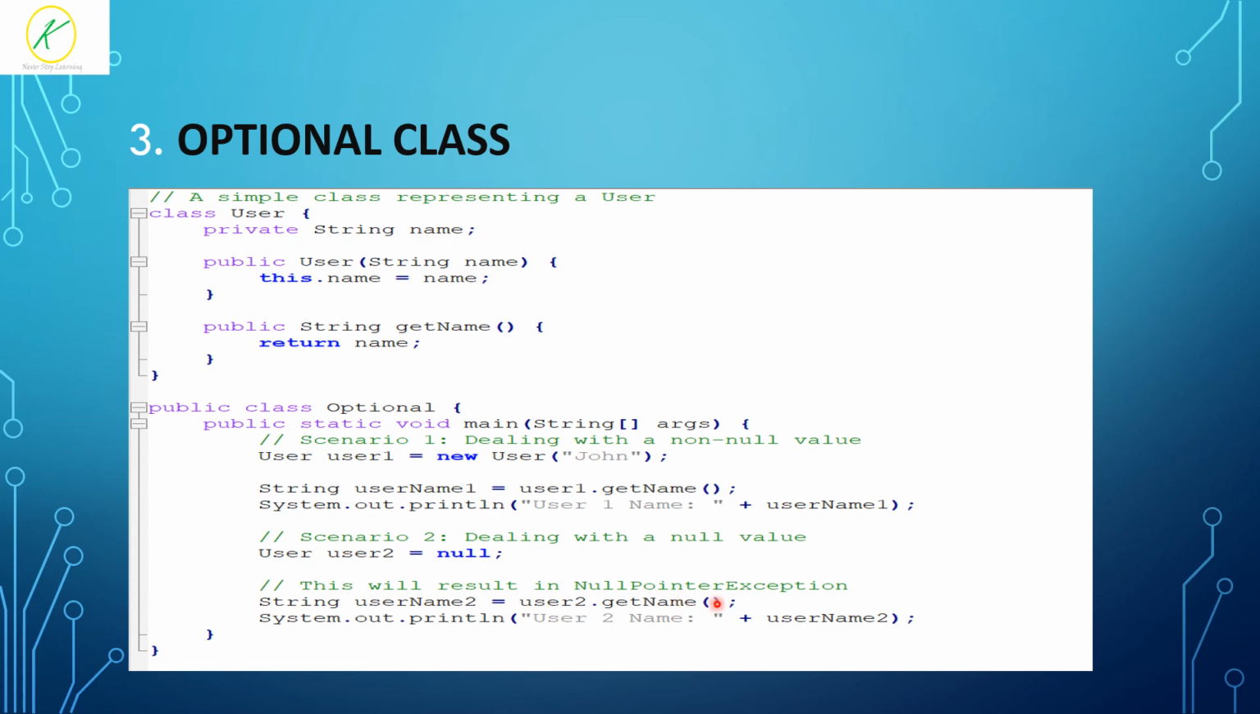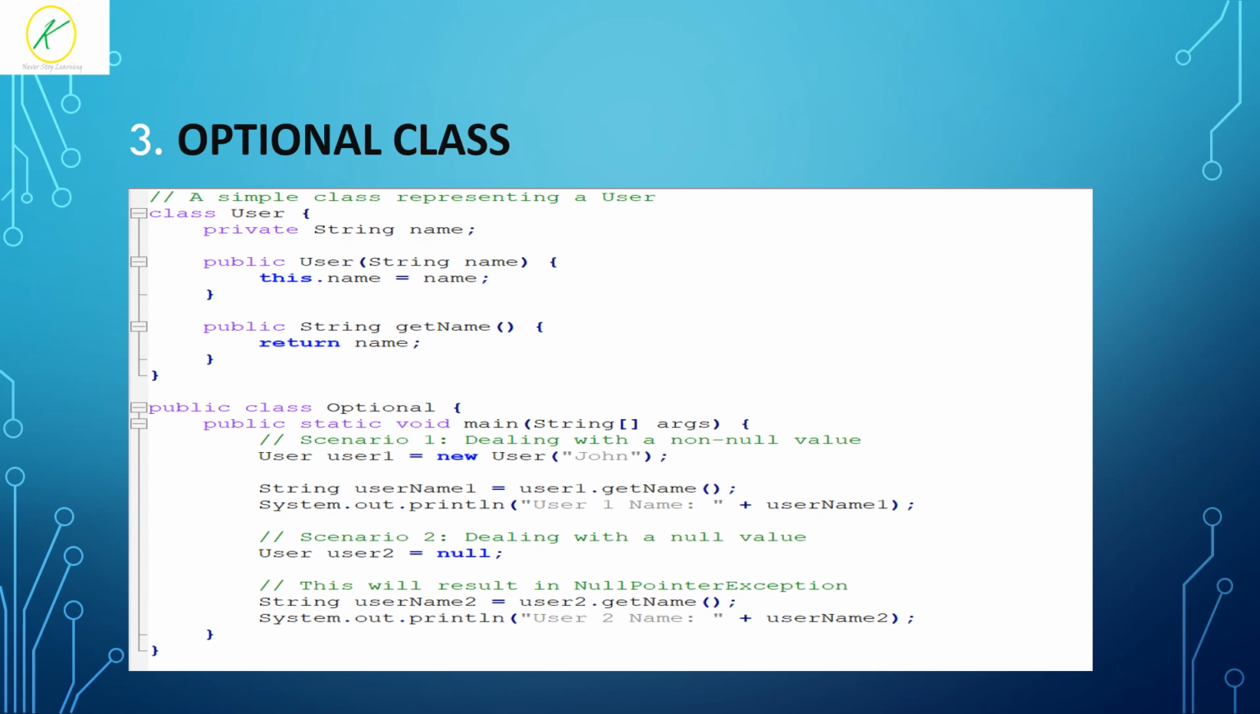Scenario 2, dealing with a null value. In this scenario, we create a user object user2 with a null name. Attempting to call getName directly on a null object user2 will result in a NullPointerException. This kind of scenario can lead to unexpected crashes in your application.